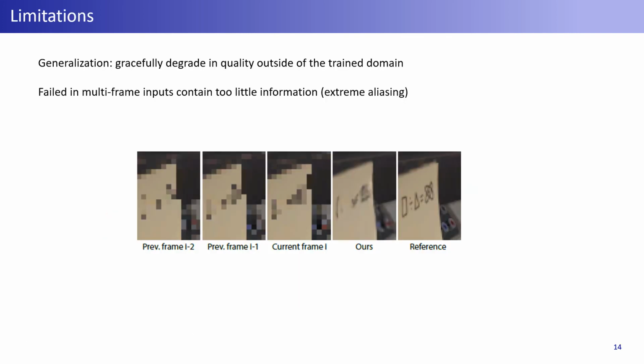About limitations, just like other neural network approaches, the generalization ability of this approach is not that good, and it will also fail in one case when the multiple inputs contain too little information. That means the inputs are too noisy. Just like the examples I present here.